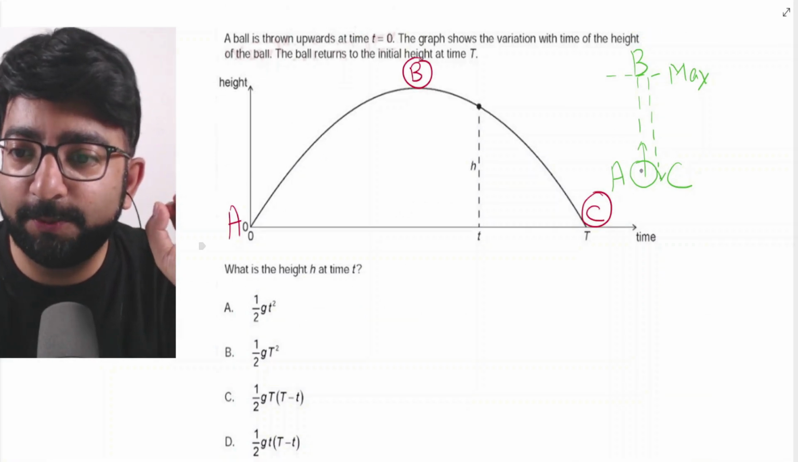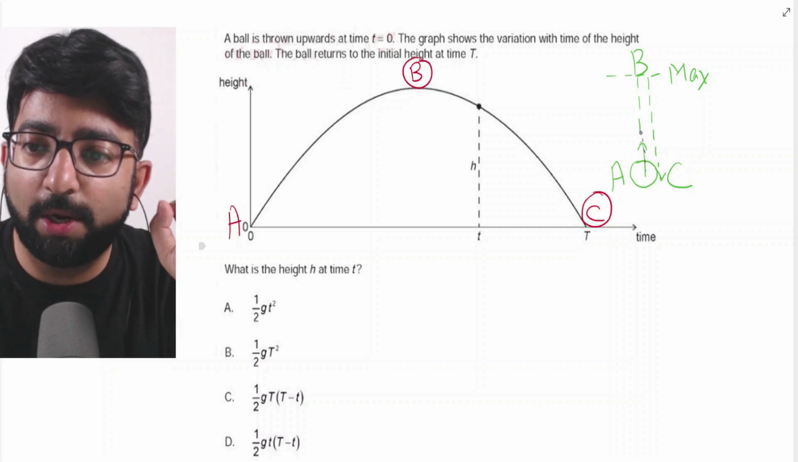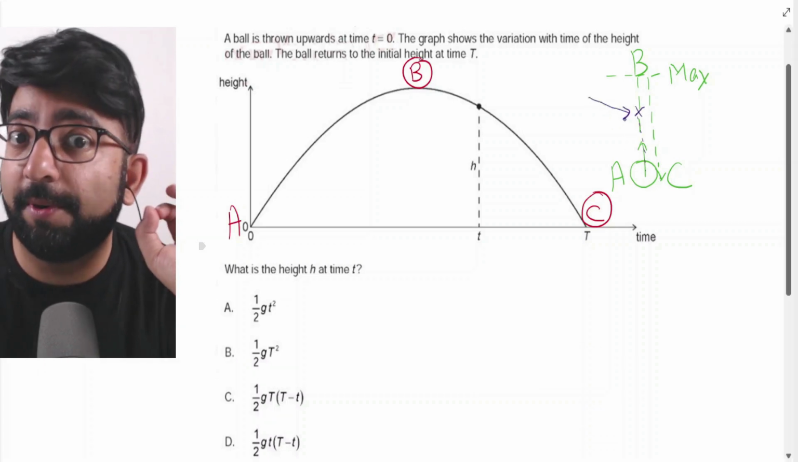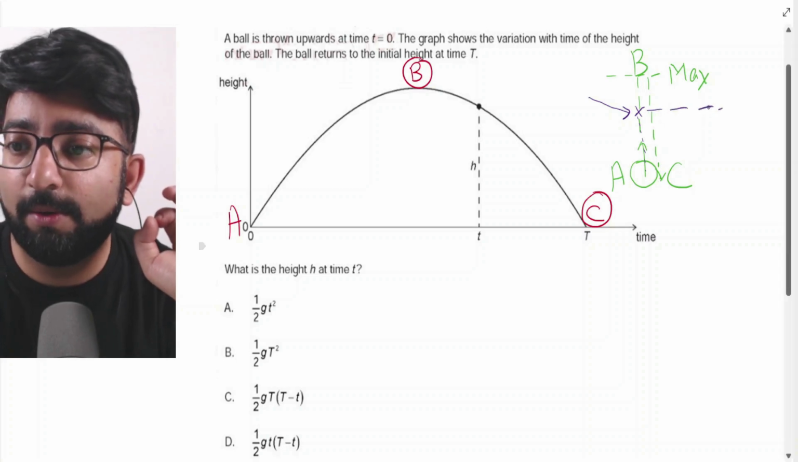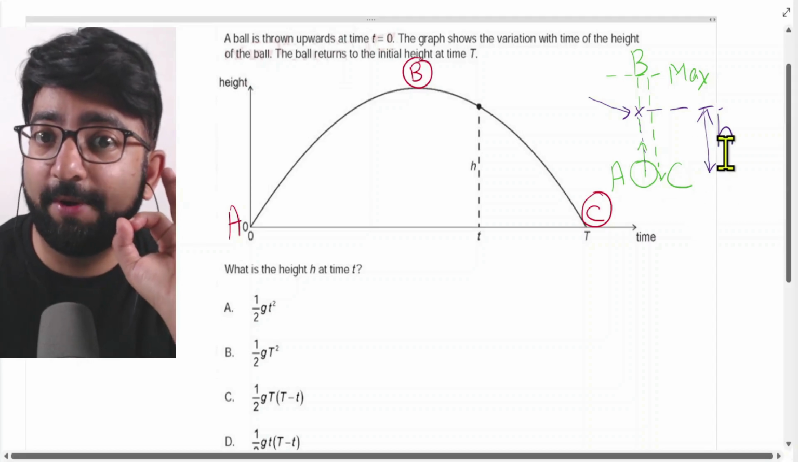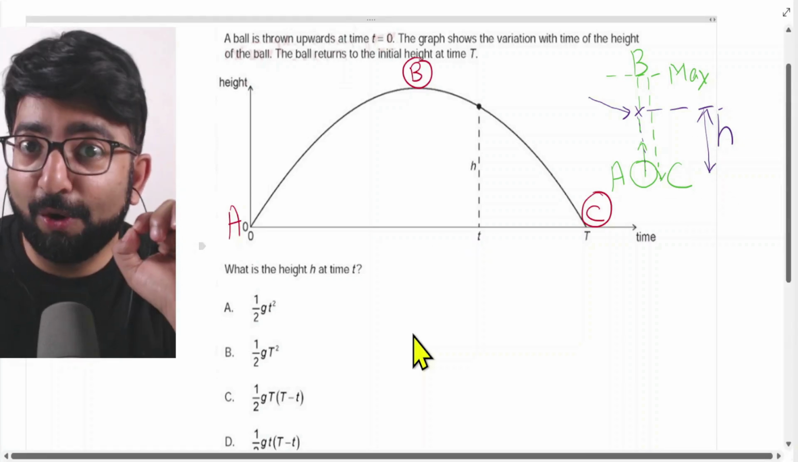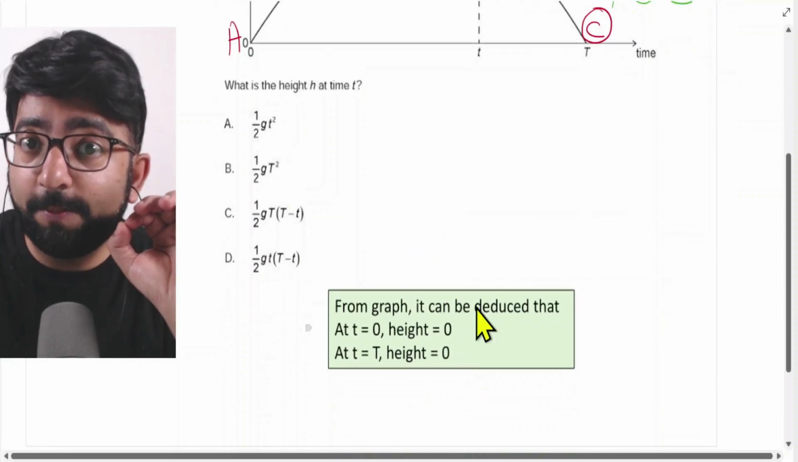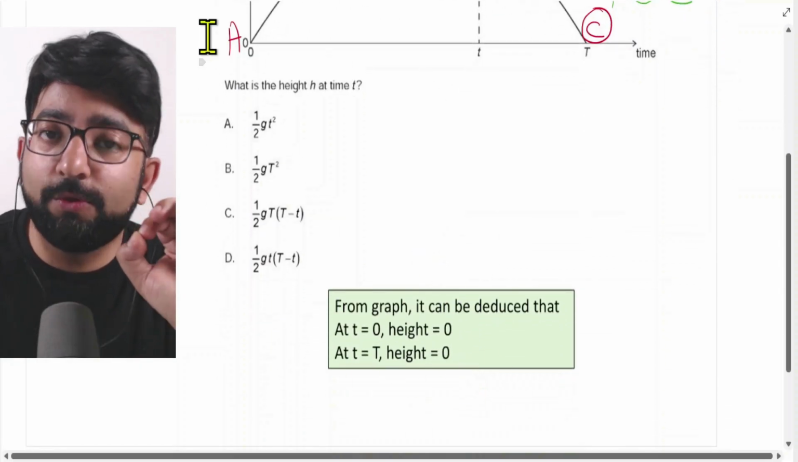In the diagram, let me specify that. So let's say the ball starts from A and at a particular time, the ball, let's say, is at this particular position. So the height will be this. So the question is, we need to figure out the expression for h in terms of time t. How do we approach this question? Using the options method, we are going to put the observations which we just deduced into the options.